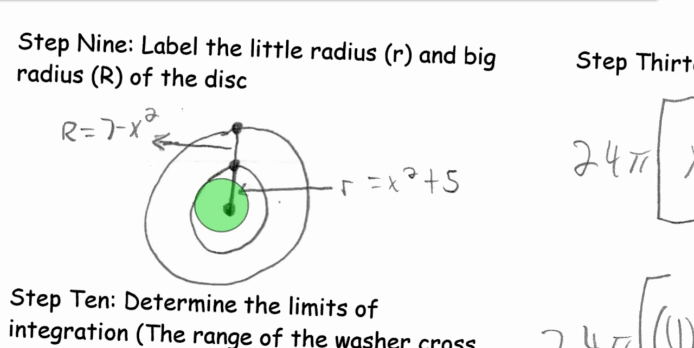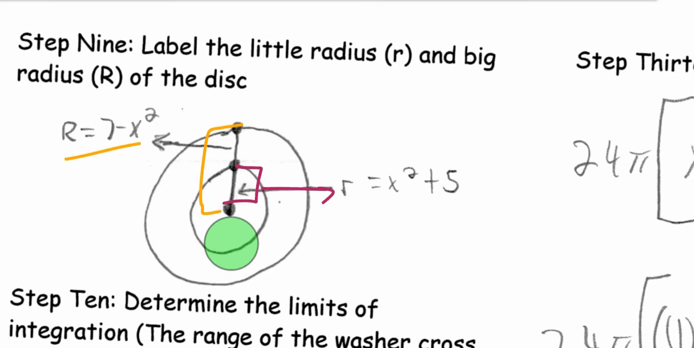So as you can see, our big radius is going to be this right here, which I'll try to do. That is our big radius. Our little radius will be right here, and it's represented by x squared plus 5. You can see that if you took the area of this circle and subtracted the area of this circle, you'll get the area of the washer.